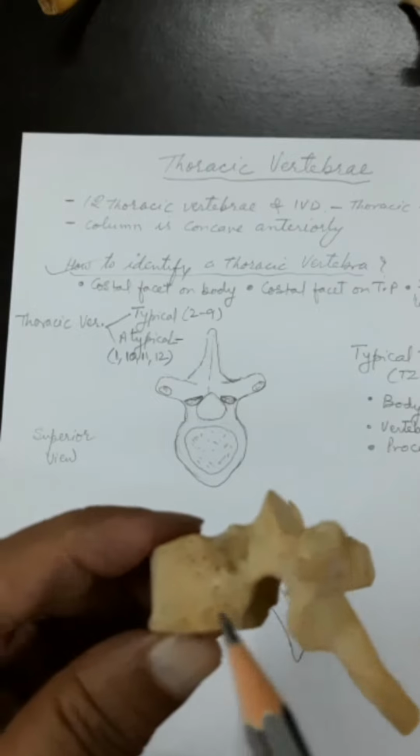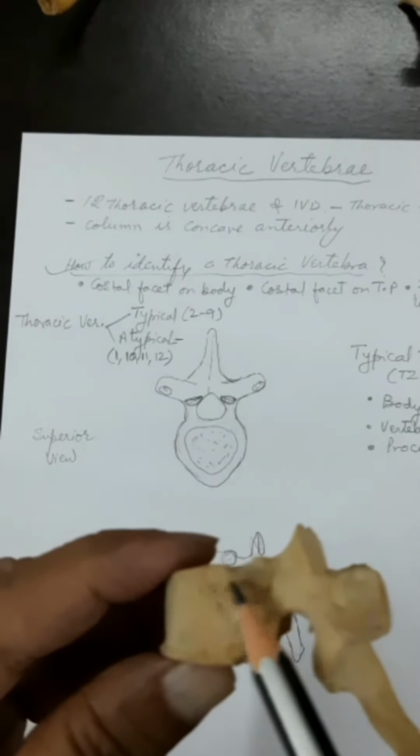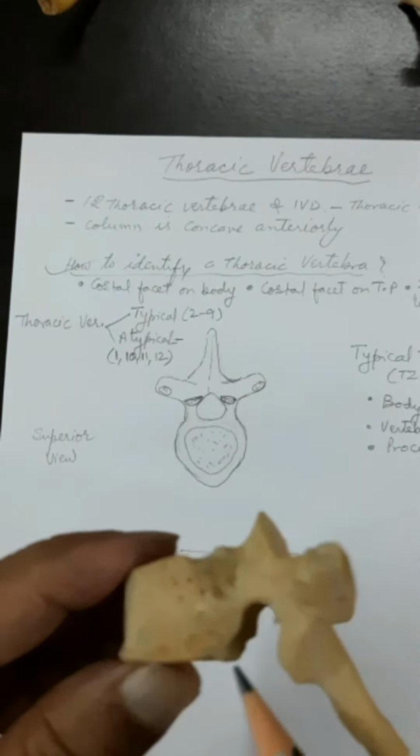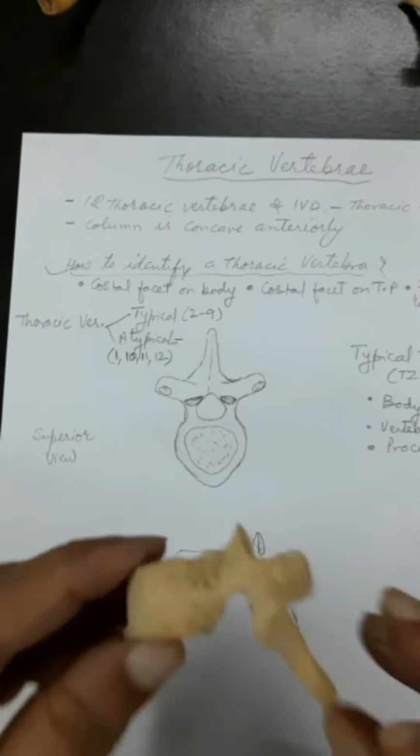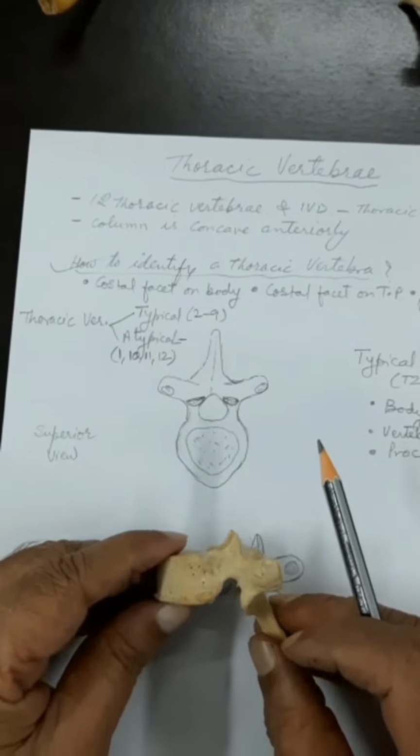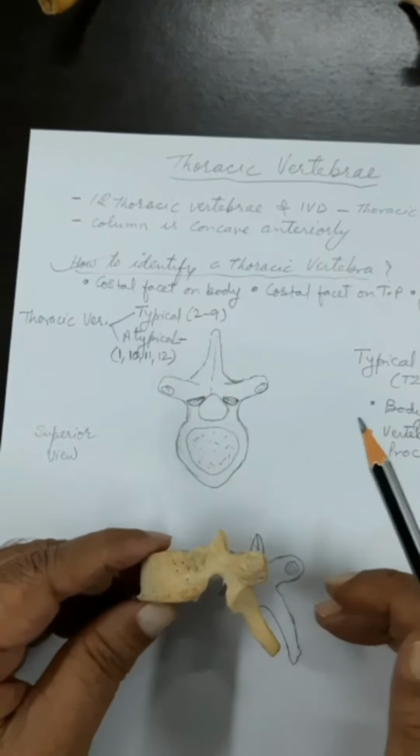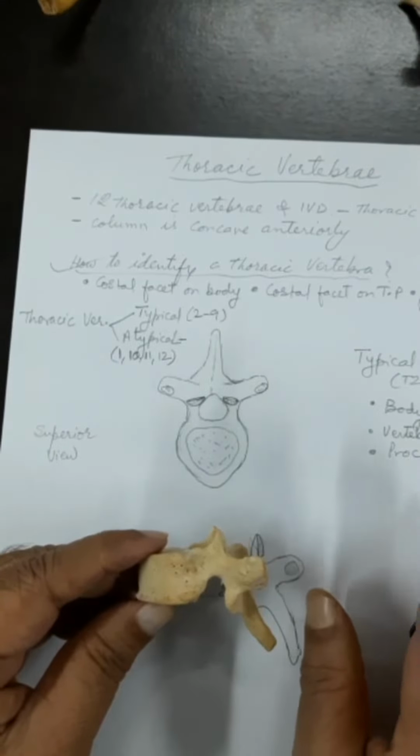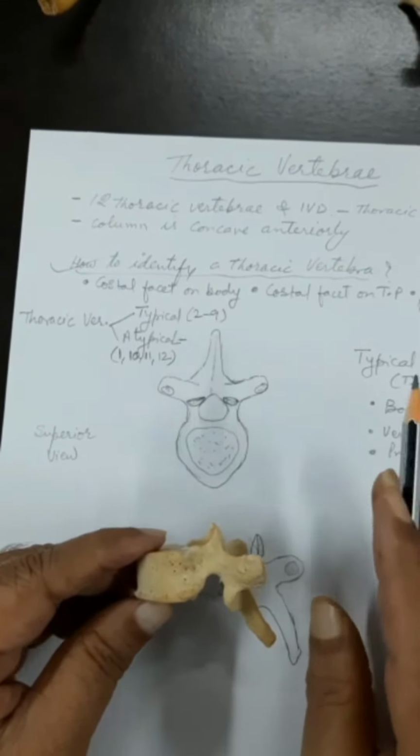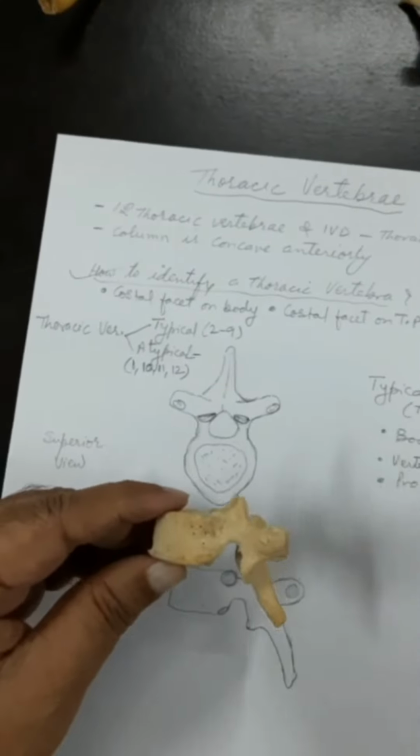So let us see these facets. The upper large facet is here, and there is a lower small demi-facet, as seen on the vertebral body. Either two facets or a single facet, but there should be a facet on a thoracic vertebra. If a facet is there, it is nothing but a thoracic vertebra.